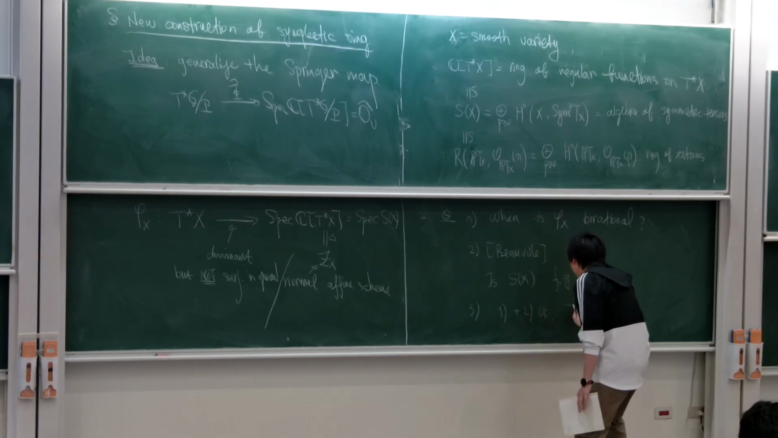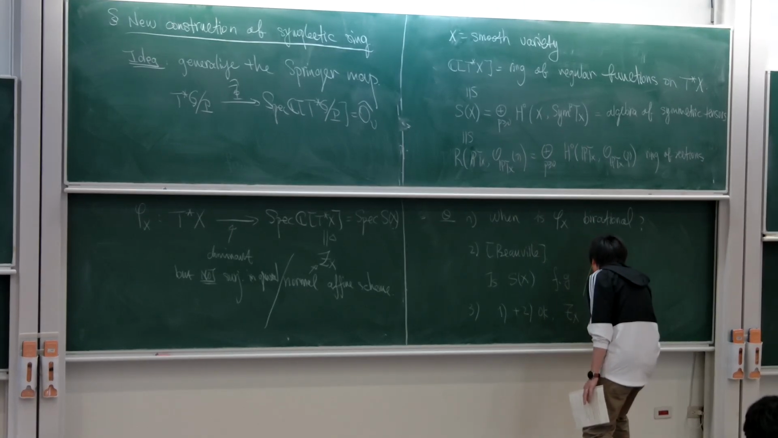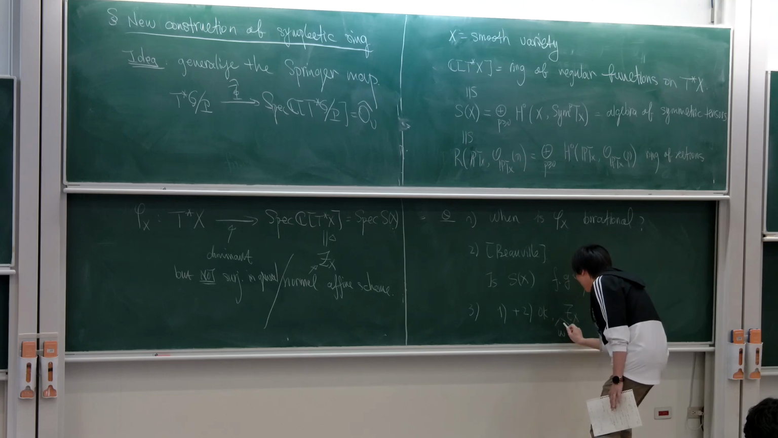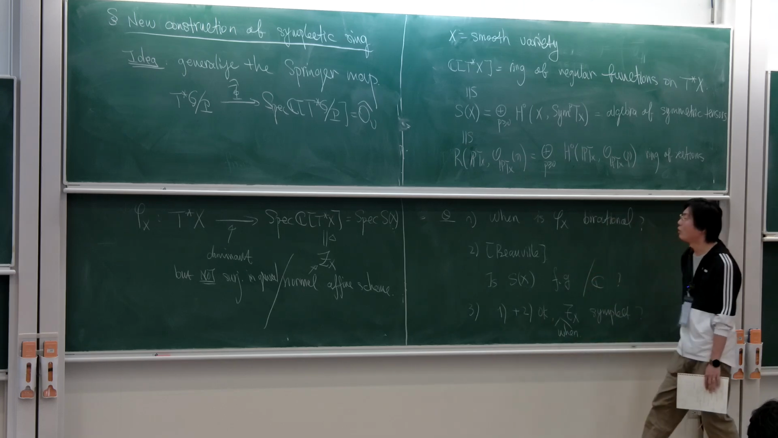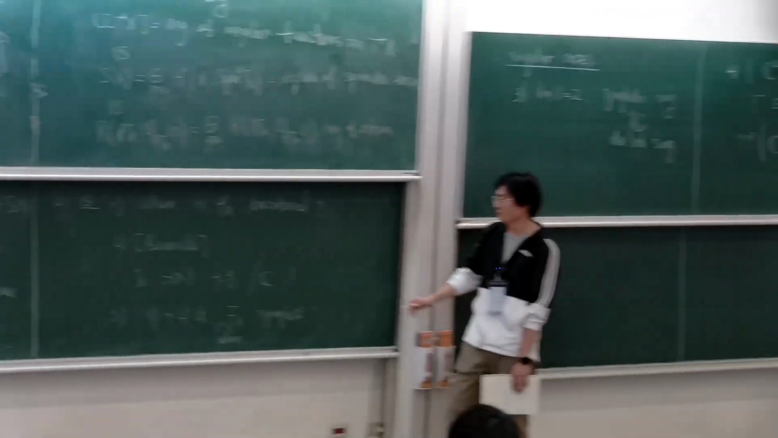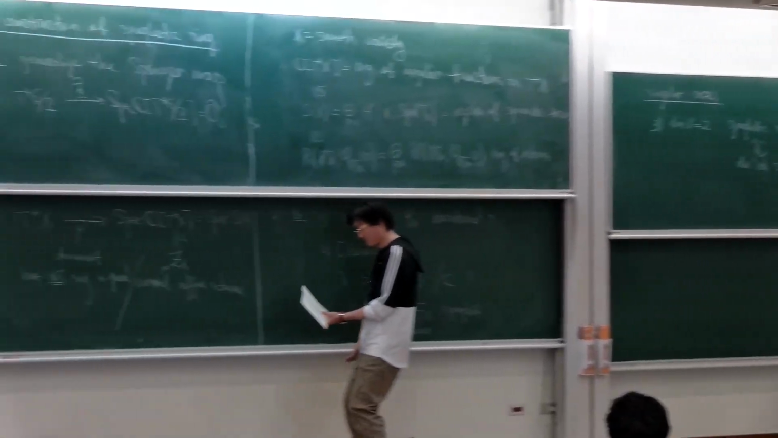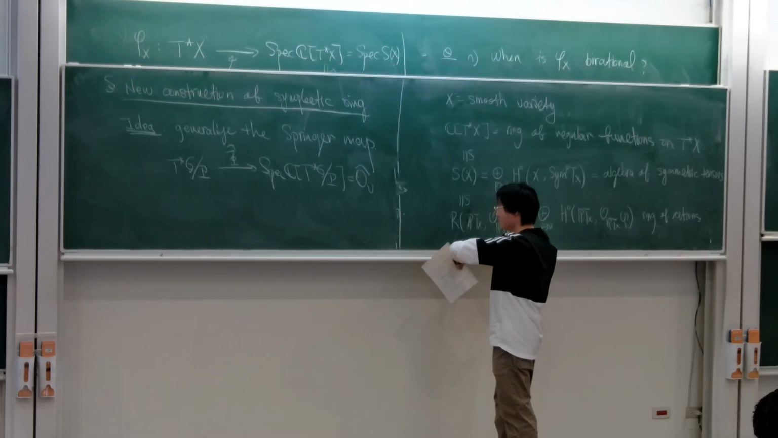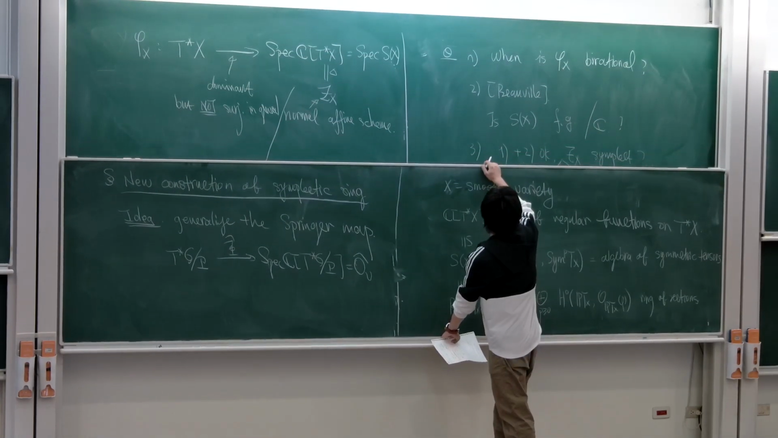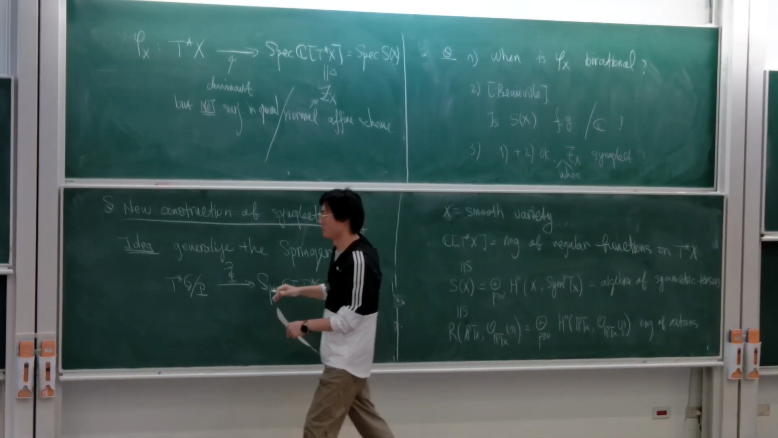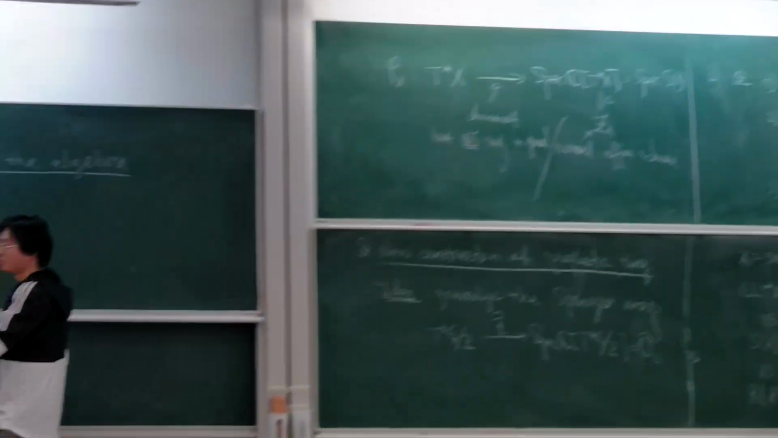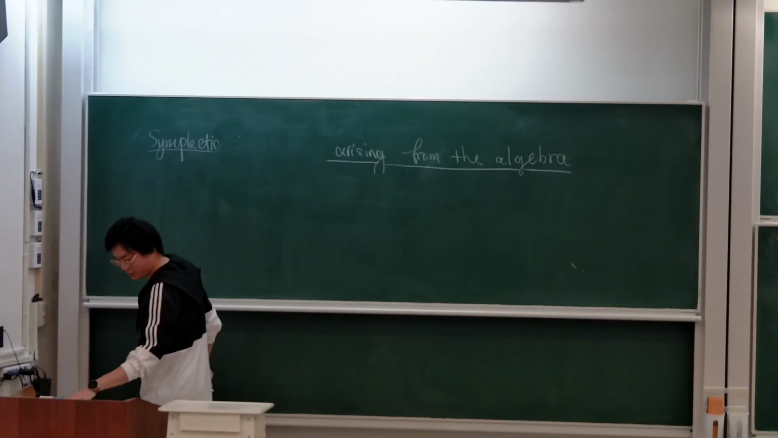We want to ask when this Z of x is symplectic. So now I can state our main theorem.